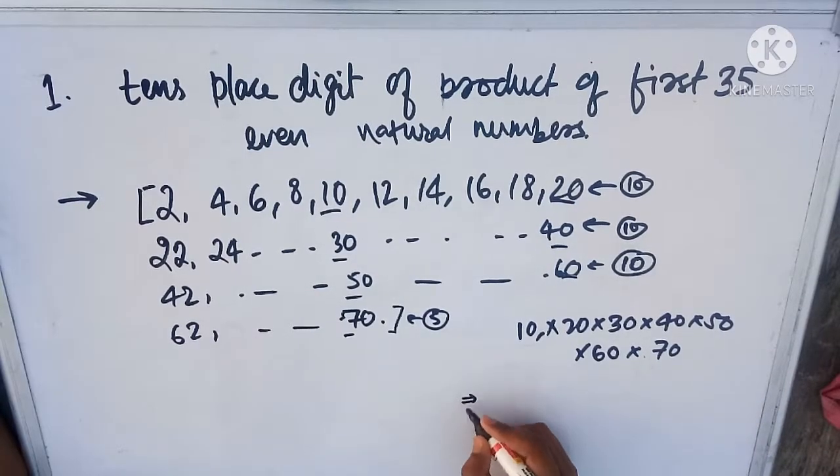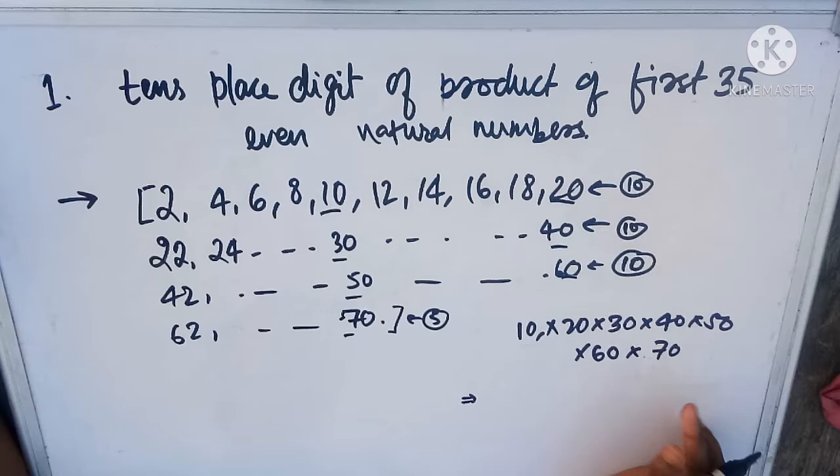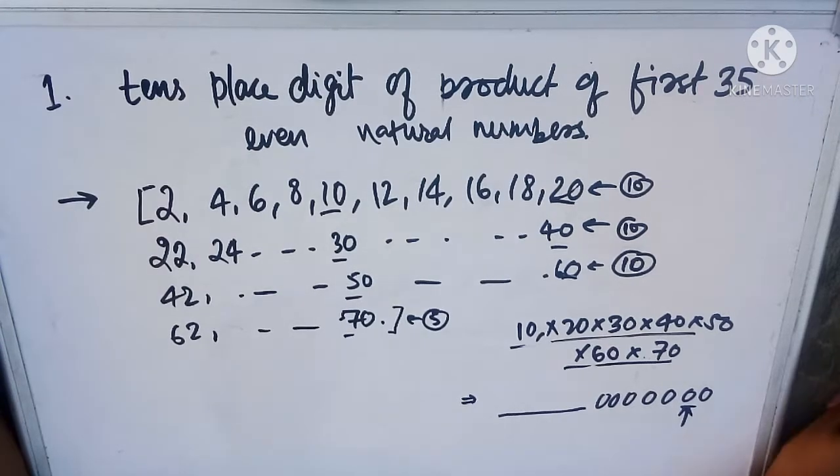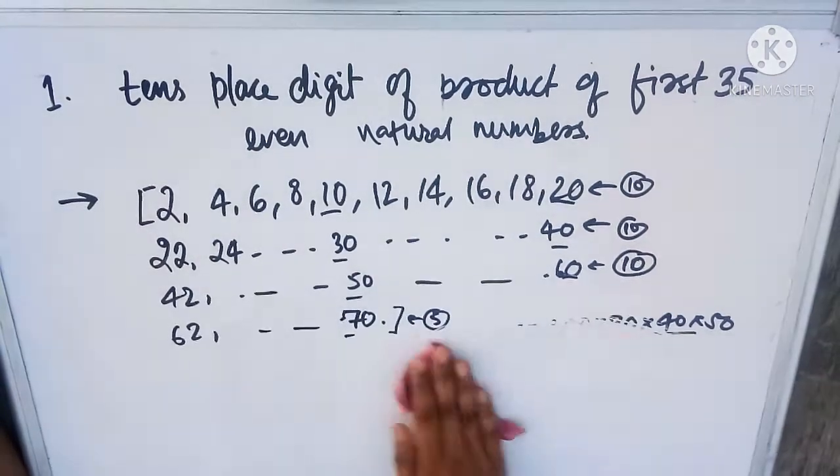So whatever the product of all these numbers will be, we will have 7 zeros at the end, from which we can find the tens place of the product of the first 35. Here the tens place is 0, so the answer of this question is also 0. So this is the first question. Let us move to the next question, question number 2.